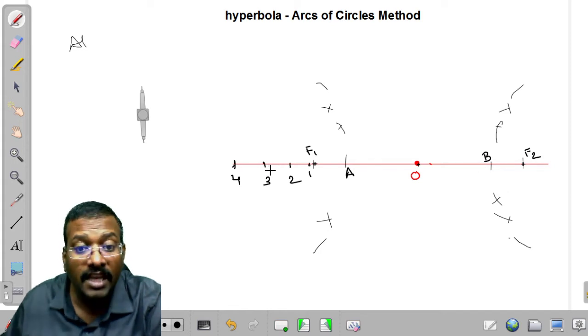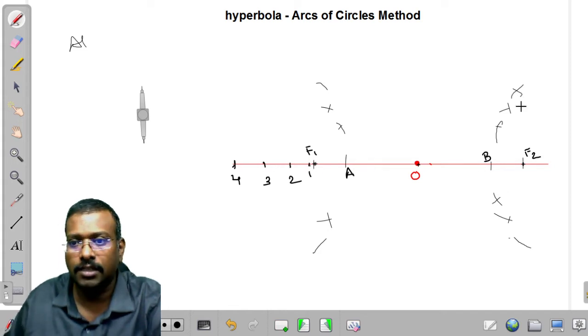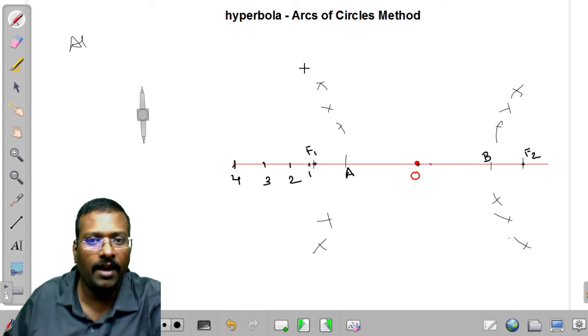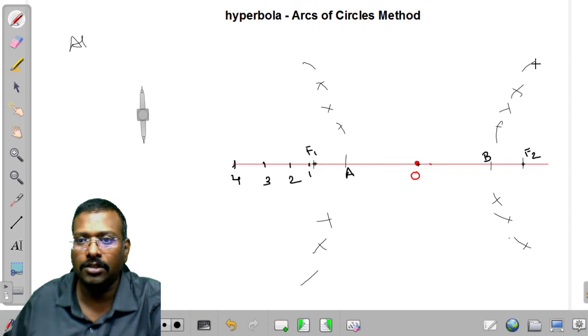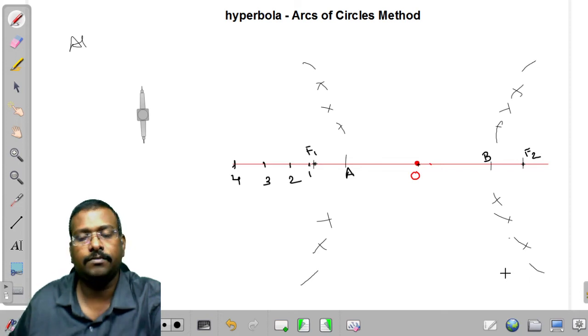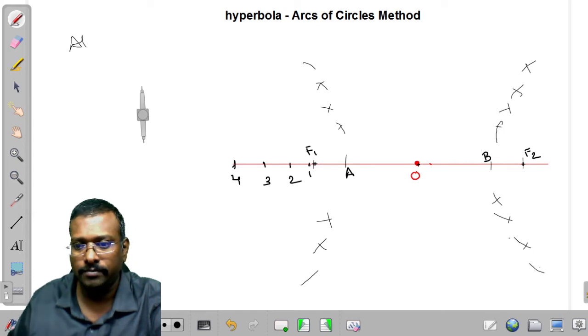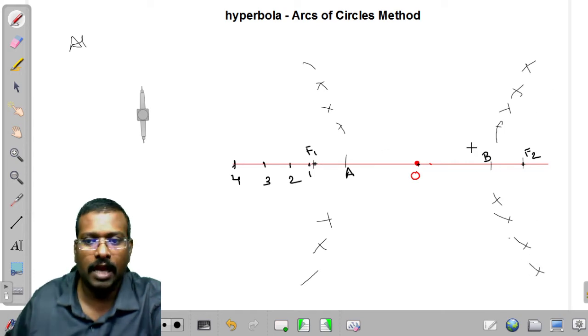Now B3 as radius, F1 as center, cut the arcs. Same B3 as radius, F2 as center, cut the arcs. Now A4 as radius, F1 as center, draw the arc on both the sides. F2 as center, draw the arcs on both the sides. Now B4 as radius, F1 as center, cut it. Now B4 as radius, F2 as center, cut the arcs.